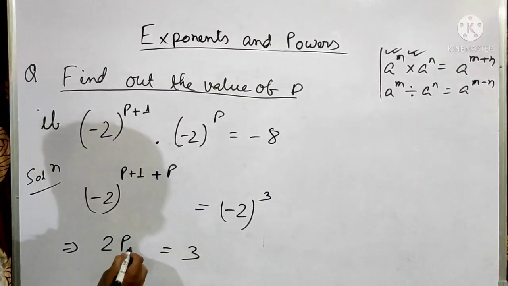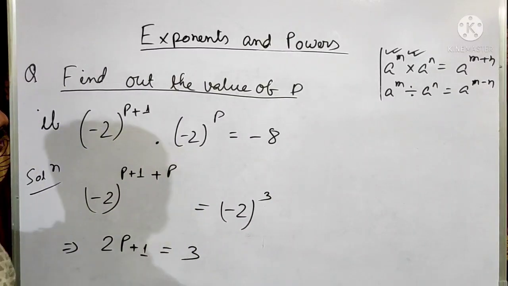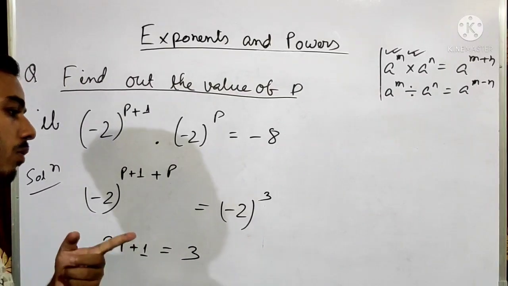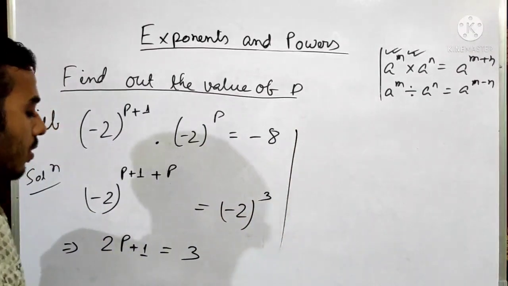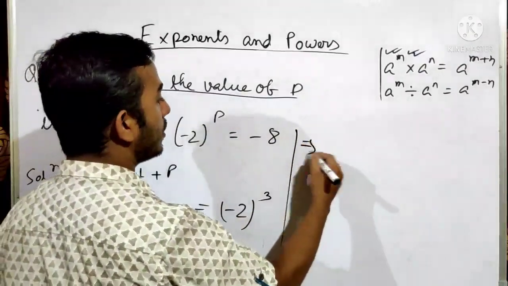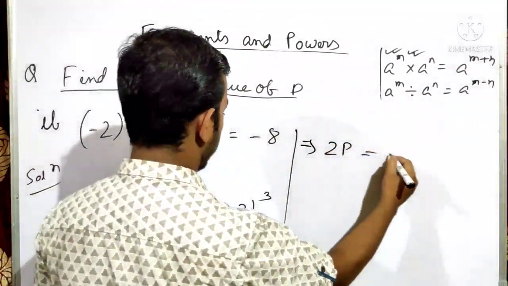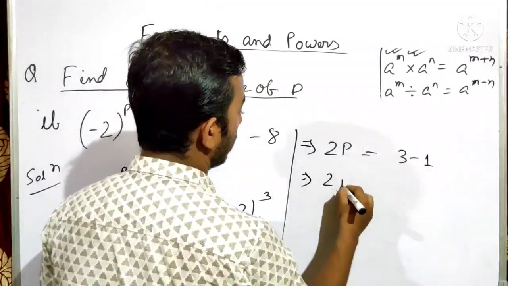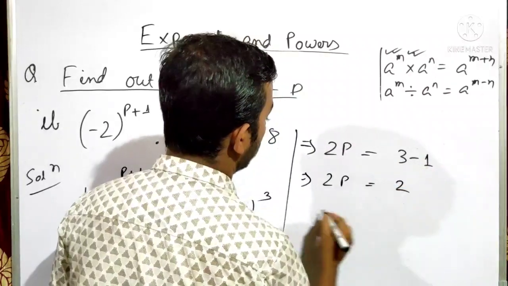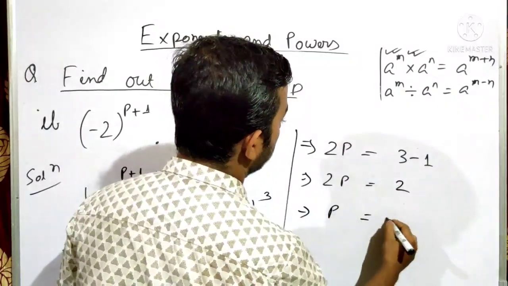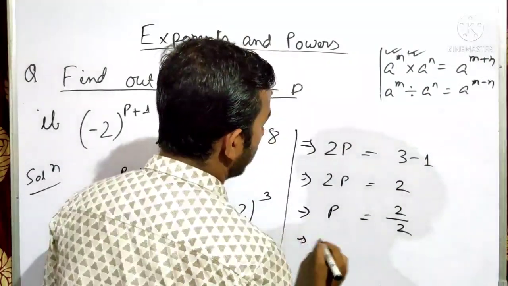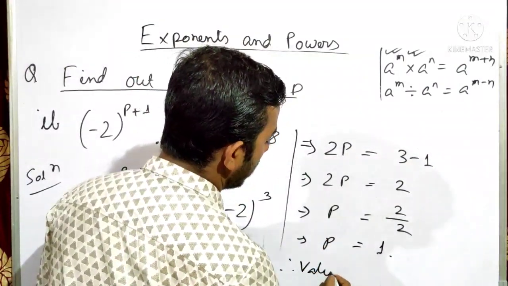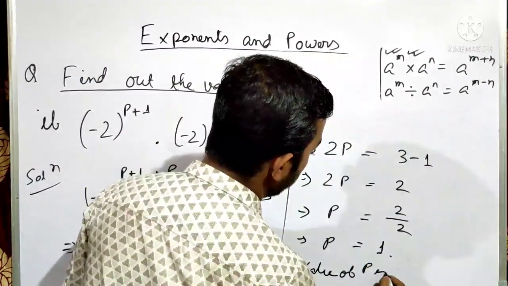P plus p is 2p plus 1. 2p plus 1 equals 3. Now we have to find out the value of p, isn't it? So one by one, the remaining terms we will change the sign. Here 1 is positive, so when you change the sign, it will be minus: 3 minus 1. So 2p is how much? 3 minus 1 is 2. So p is how much? p is 2 by 2. So p is 1. Therefore the value of p is 1.